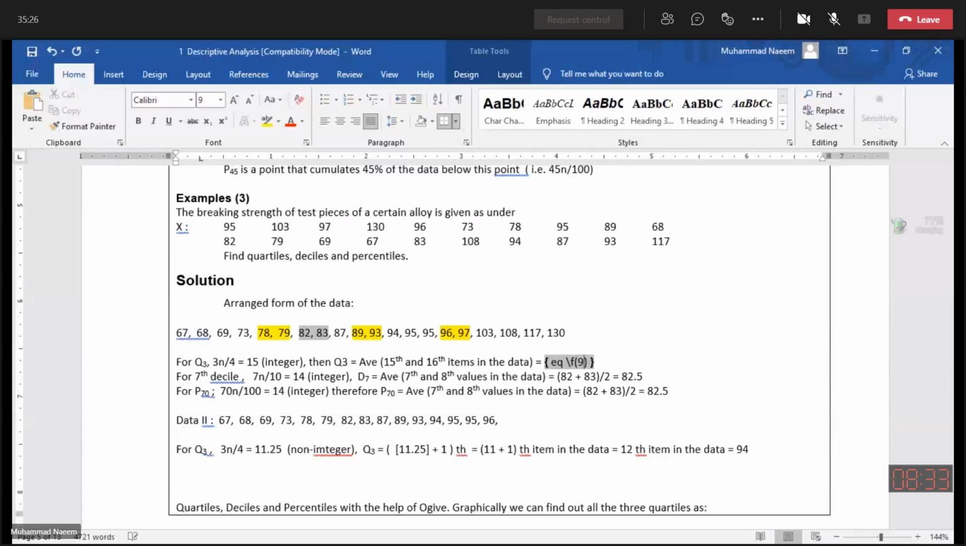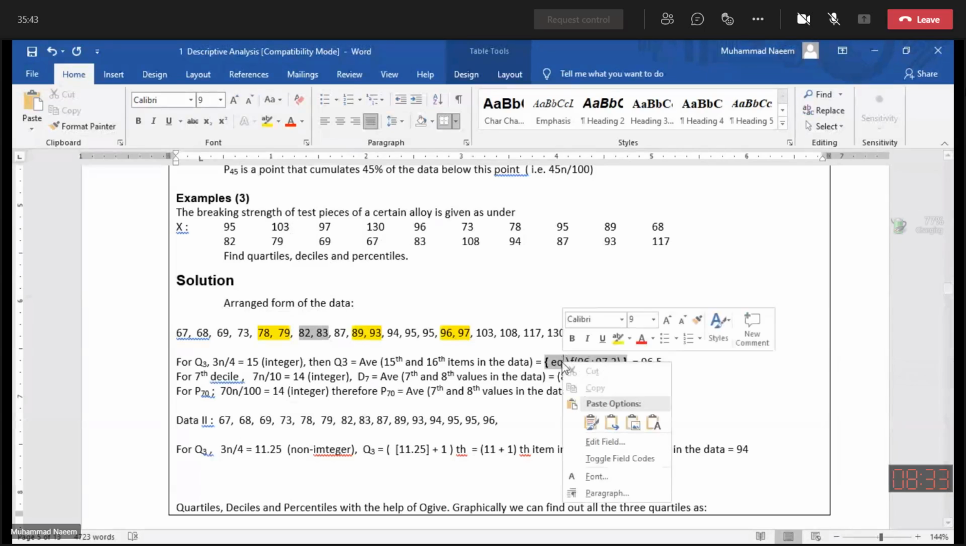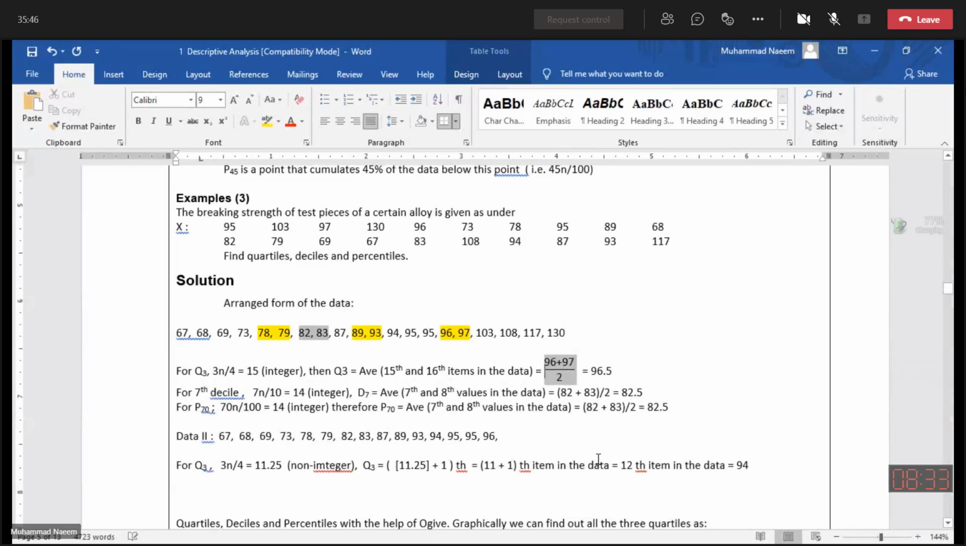These values are 96 and 97 divided by 2. The answer is 96.5. Actually, we are tracing out a cut which represents Q3. So 96.5 here in between these 2 points. This cut will be Q3.